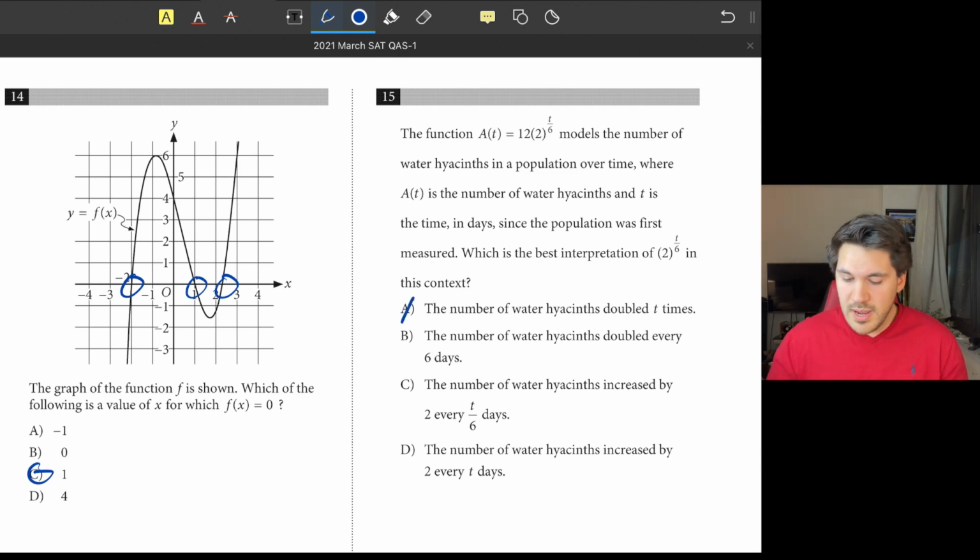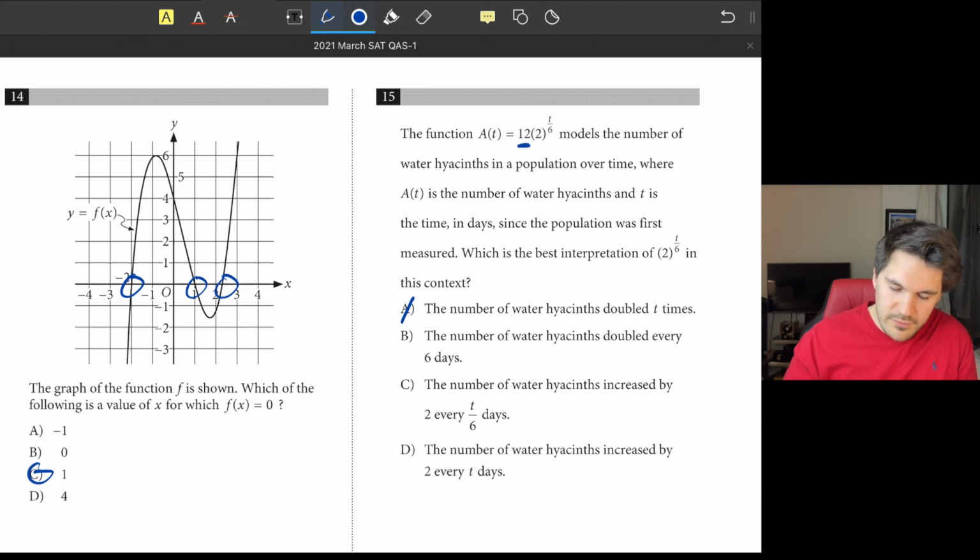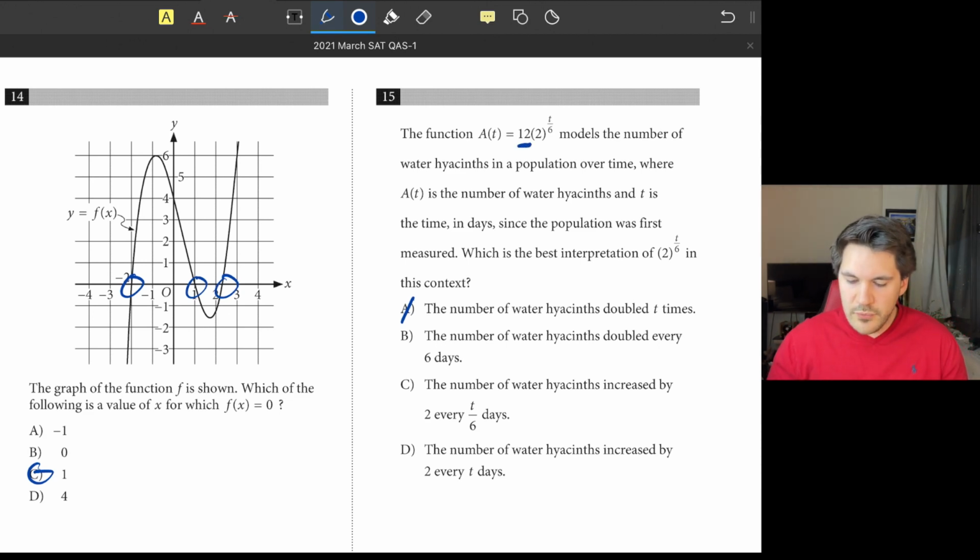The number of water hyacinths doubles every 6 days. So this means that if t were to be 6, the function would double. Well, the initial value of the function is this 12. So if we replaced t with 6, we would be left with 12 times 2 raised to the first power, which would give us 24. So in other words, it would double. So B makes sense. So I'm just going to leave it for now real quick.